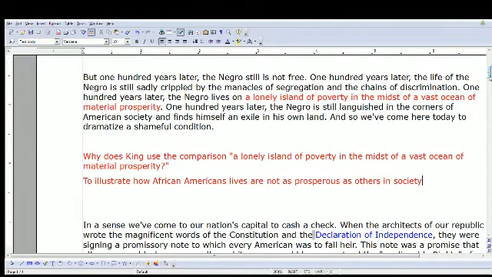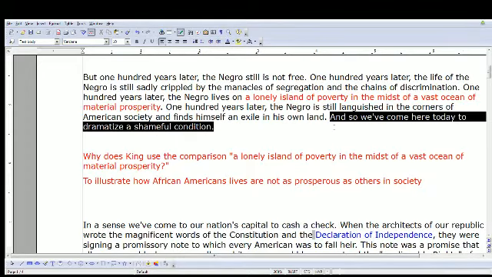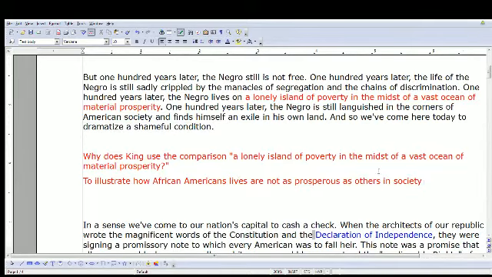So in this case, if you looked at this one, why does King use a comparison of lonely island poverty? Obviously, he's trying to illustrate the condition. Notice at the end of the paragraph, we've come here to dramatize a shameful condition. So he's trying to show how African Americans' lives are not as prosperous as others in society. Right? So typically with the TOEFL, usually when you're looking at this answer, it'll say something like to illustrate or to show or to explain.